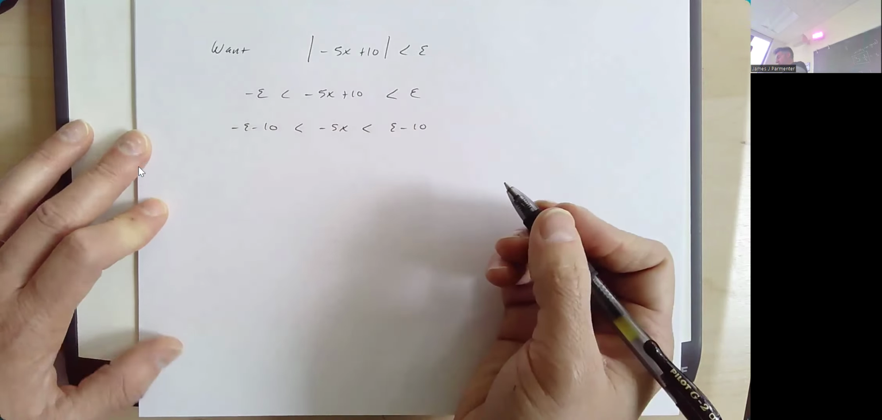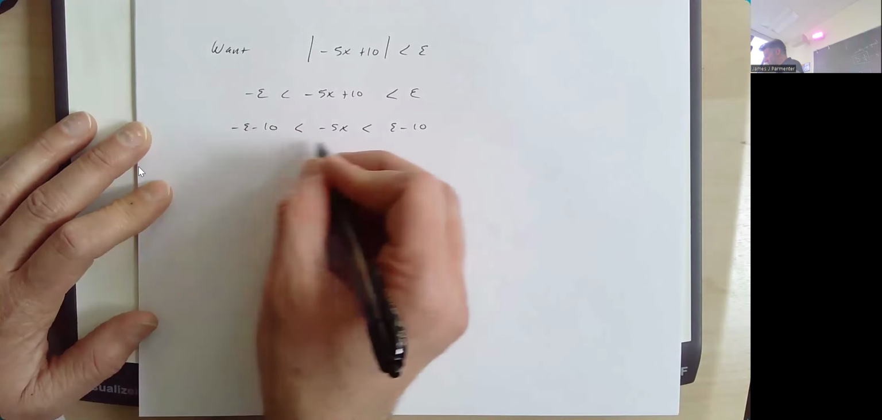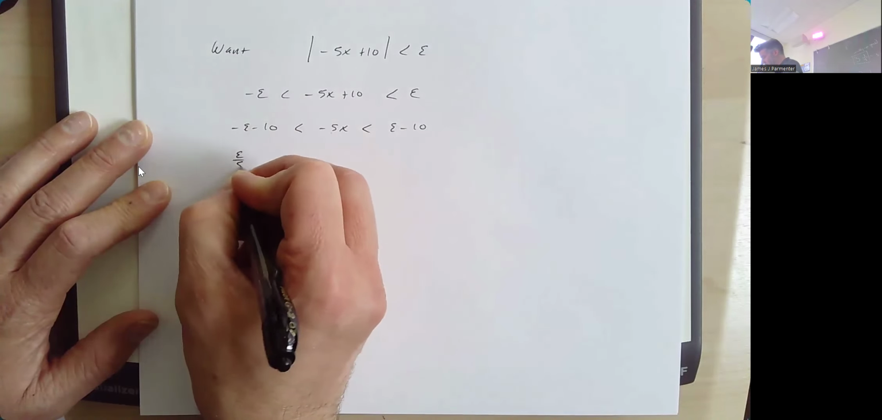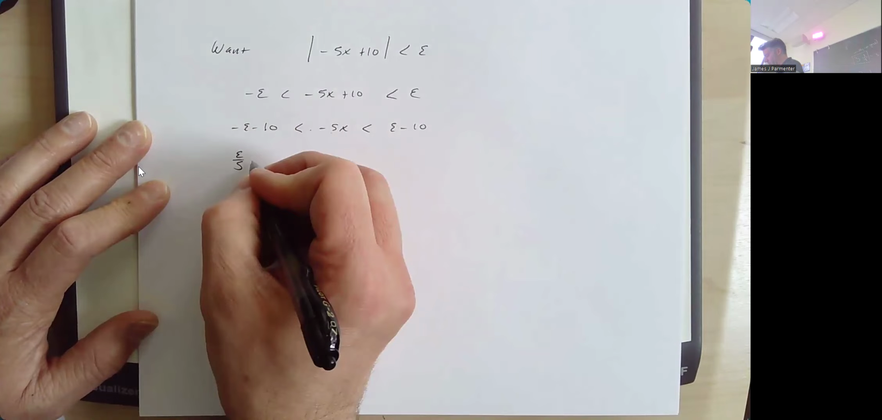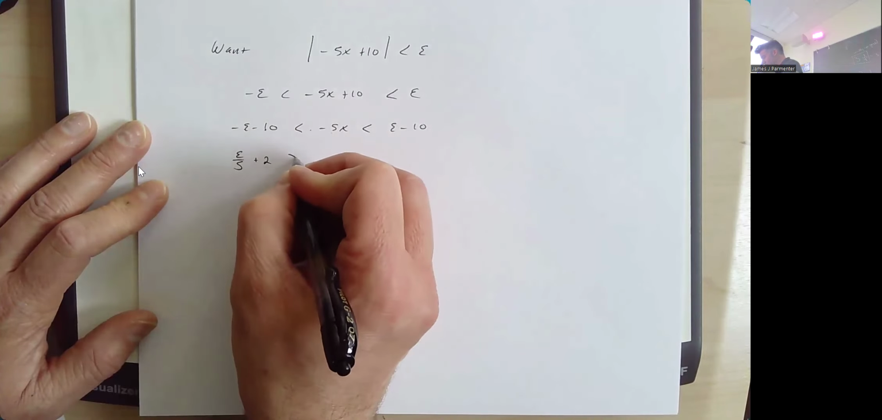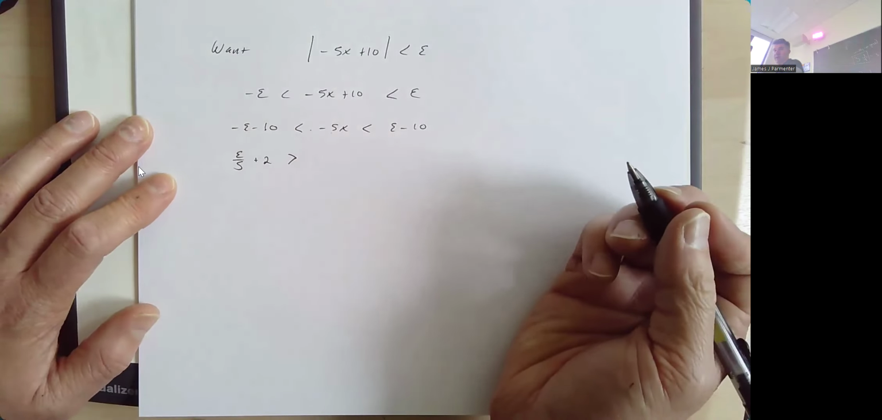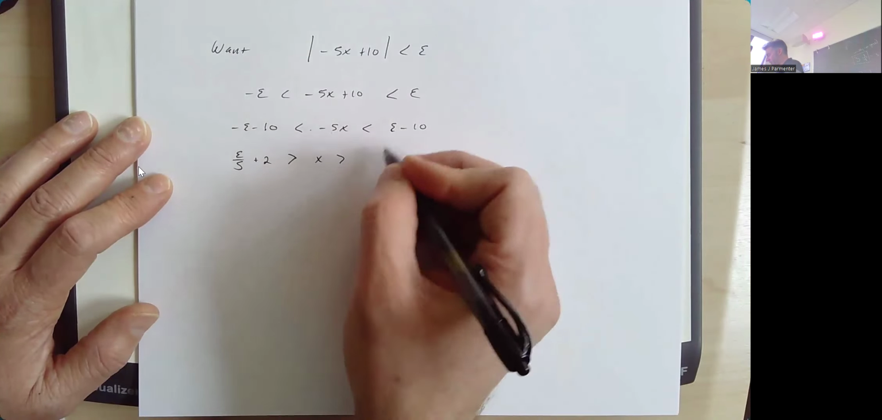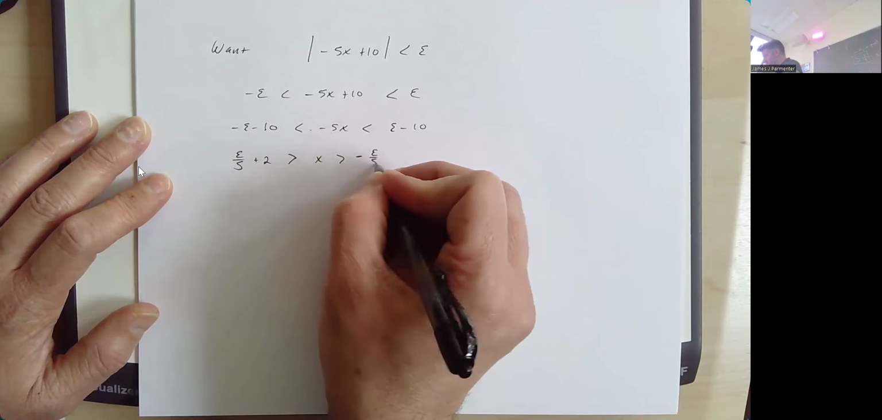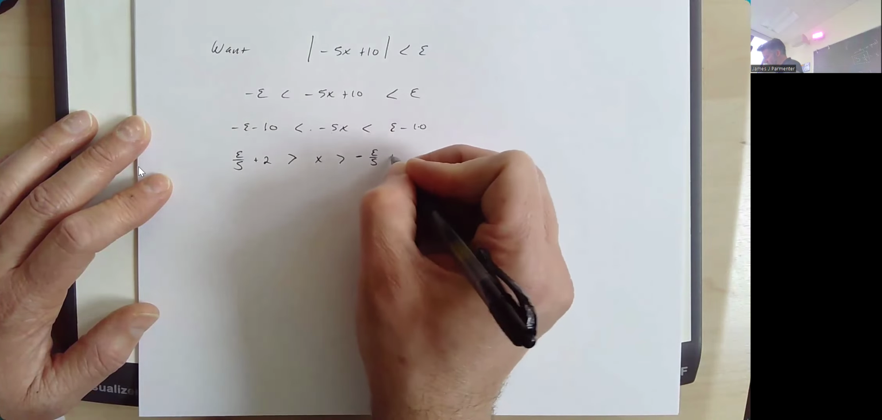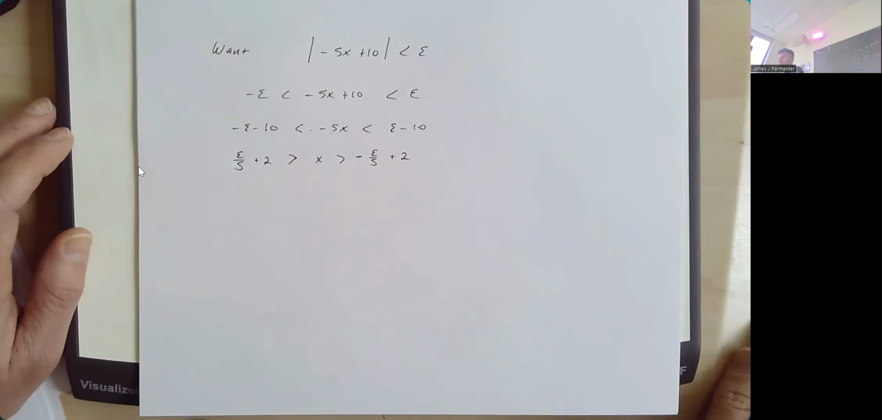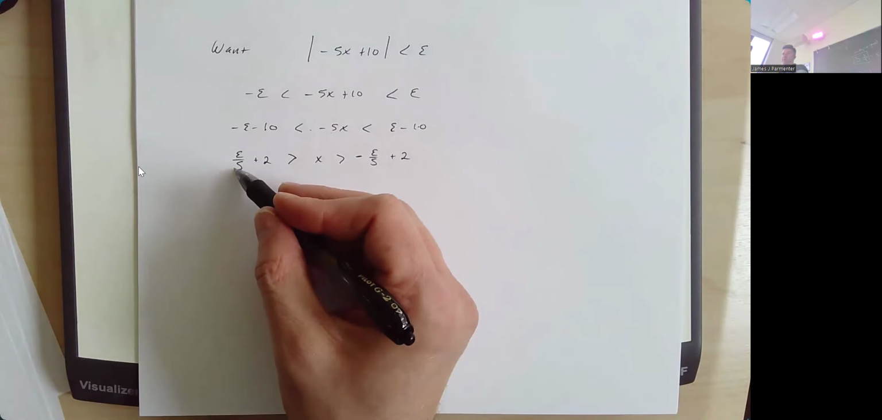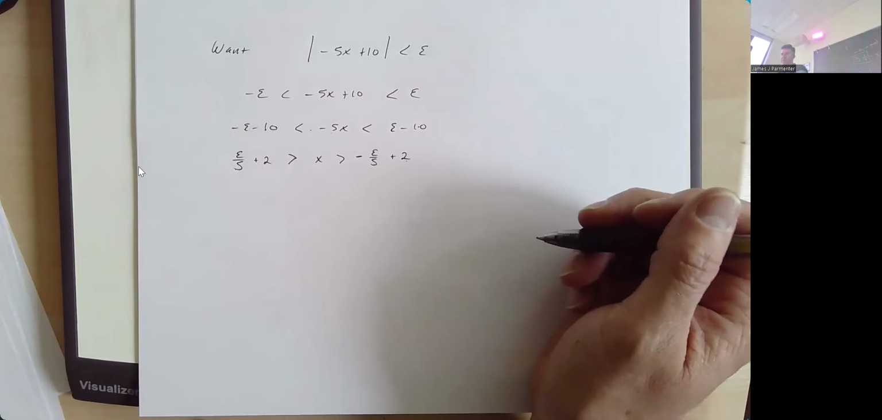And then we divide everything by negative 5. So negative epsilon divided by negative 5 is epsilon over 5. Negative 10 divided by negative 5 is positive 2. Switch the order of the inequality because we're dividing by a negative. And then epsilon divided by negative 5 is negative epsilon over 5, and negative 10 divided by negative 5 is positive 2. So we need x to be between 2 plus epsilon over 5 and 2 minus epsilon over 5.